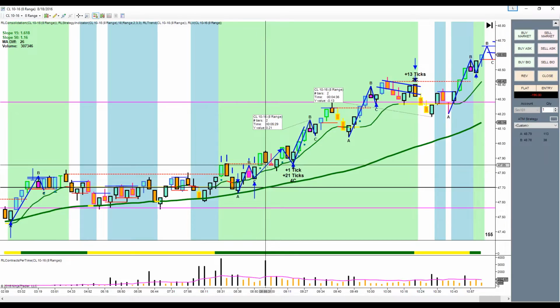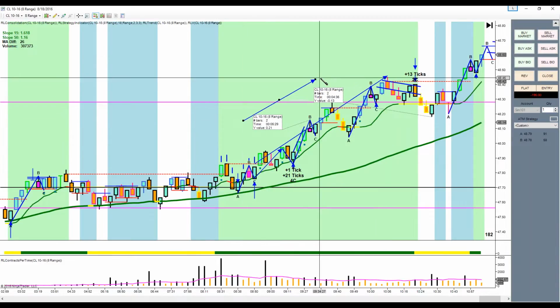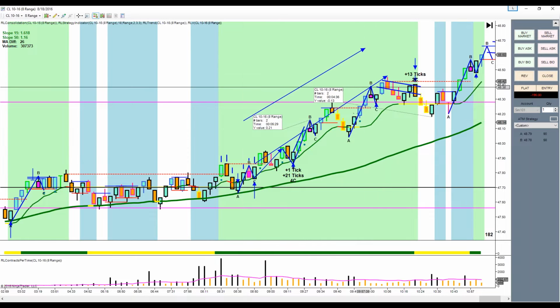Because if you're looking for a huge move to the upside, like this, you're not going to get it if you're entering the trade up here. It's much less likely.